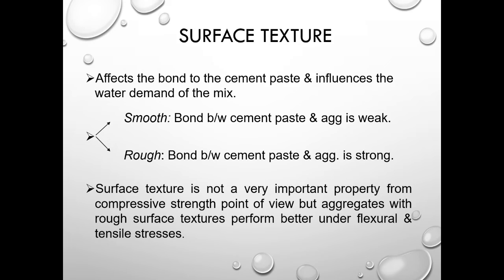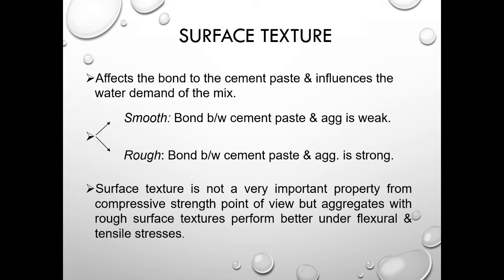Just to summarize surface texture and strength, we can see that surface texture is not a very important property from a compressive strength point of view, okay, for structural applications. But aggregates with a rough surface texture do perform better under flexural and tensile stresses. And for pavements, the pavements are in flexure. So from that point of view, one would think, well, we should always use rough textured, sharp, angular, crushed aggregates for pavements. Well, if we do, we're going to have problems with workability.